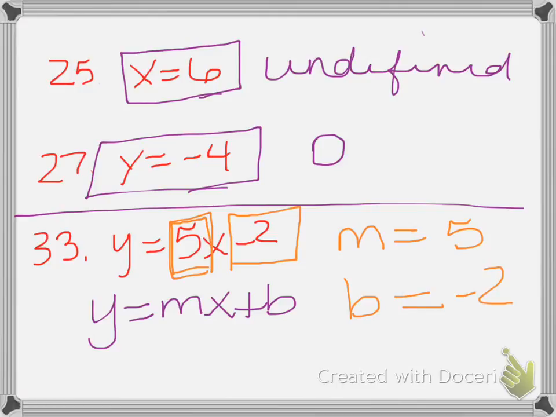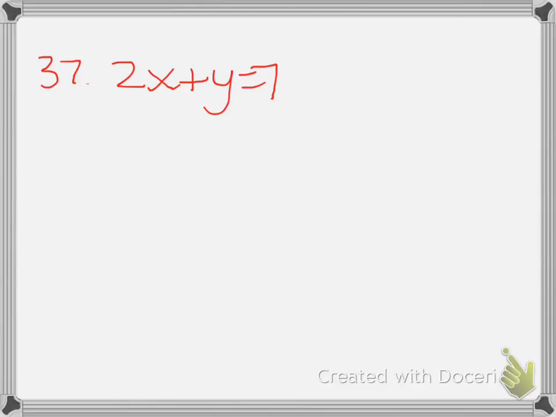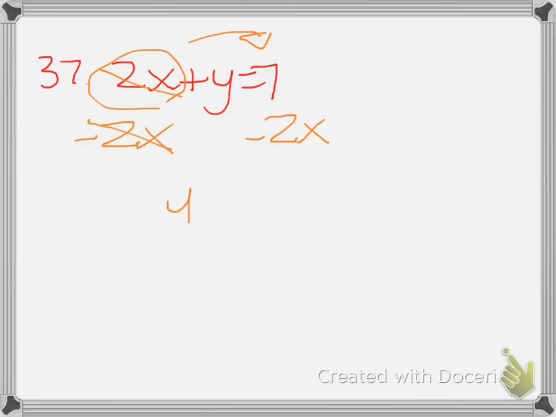So if it's already in the format y equals, then you are ready to go to label your slope and y-intercept. But sometimes it won't be, like number 37. So I have to fix it. So I want to get the y by itself on one side. So I'm going to move this 2x over to the other side. And the way I do that is by taking away the whole thing, minus 2x, and then I'm going to put minus 2x on this side. I'm going to bring my y down.